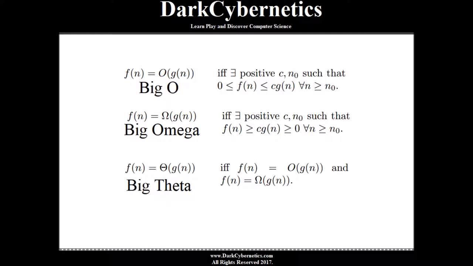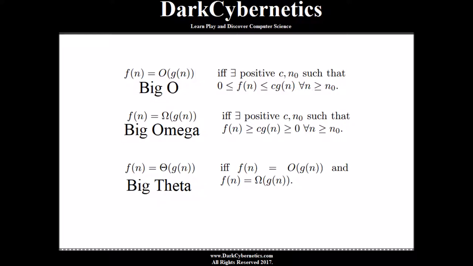So we can say that f of x is in the set of omega of g of x if and only if there exist positive c1 and x0 greater than 0, such that f of x is greater than or equal to c times g of x for all x greater than x0. For our definition of big theta, this is a tight bound. So this function grows as fast as.